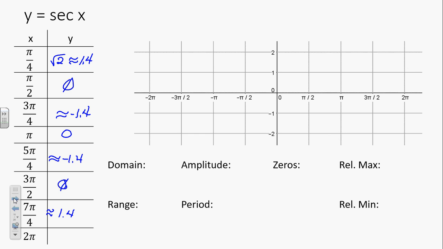So we're going to, not 0, it should be 1 here, right? Because the cosine at 2 pi was 1, so that 1 over 1 is going to be 1.